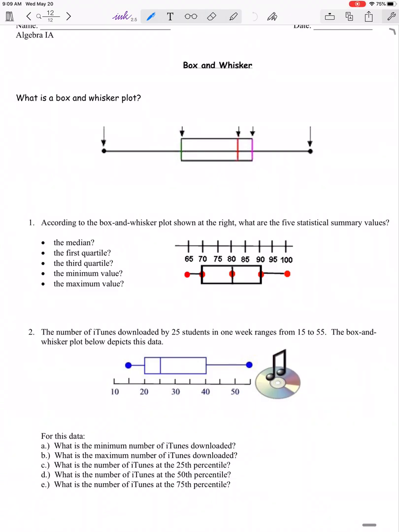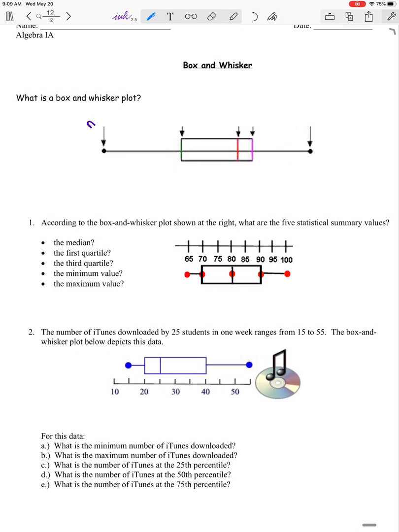Today we are going to talk about box and whisker plots. So what is a box and whisker plot? A box and whisker plot shows a distribution of data. A box and whisker will look something like this that you see up at the top. Now, there are 5 parts to a box and whisker.